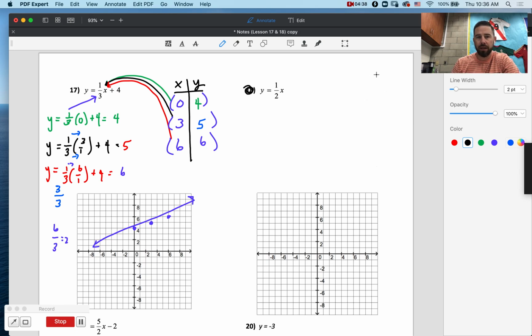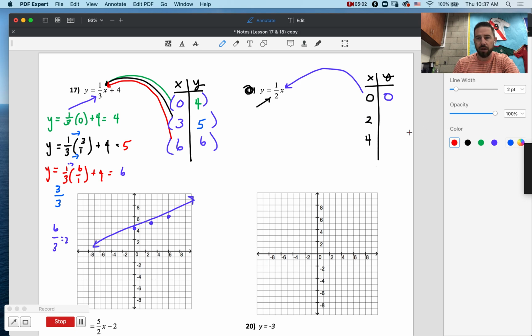Okay, we're back. The first thing we did was make our table of values, x, y. Then you noticed, hey, 2 is in the denominator, so I'm going to pick multiples of 2. So 0, 2, and 4. And watch how easy this is when we plug in 0 right here. What's anything times 0? It's 0.